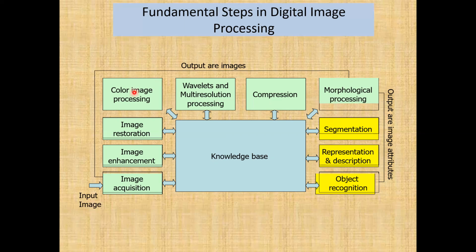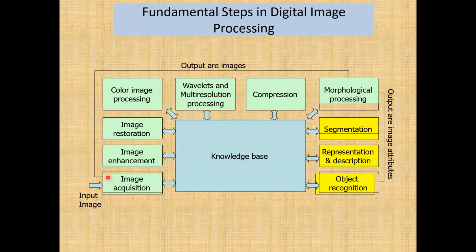And all these key stages, or the different areas or branches in digital image processing, are connected with the knowledge base, which provides the information of what type of processing has to be done in a particular stage. So all information based on the problem domain, and on what type of processing has to be done to a particular image, will be stored in this database.